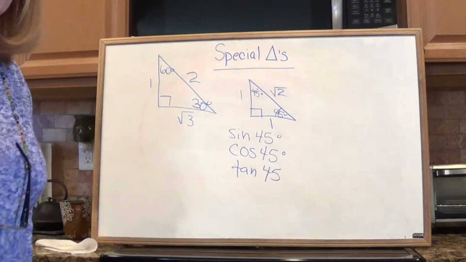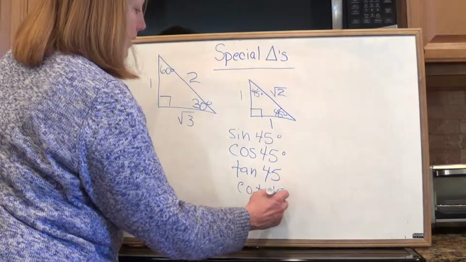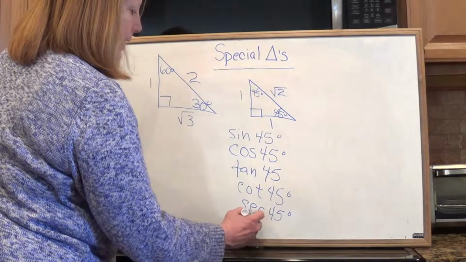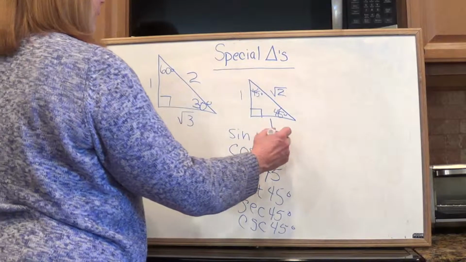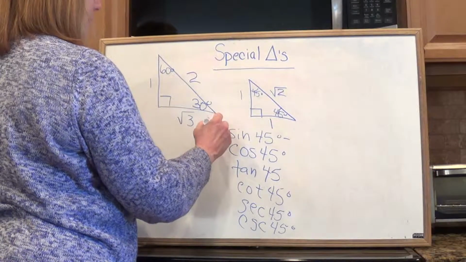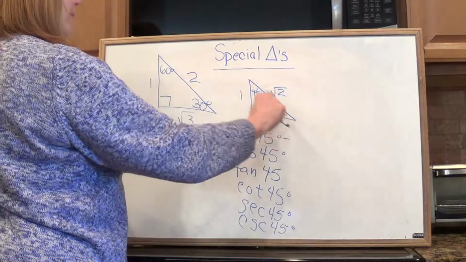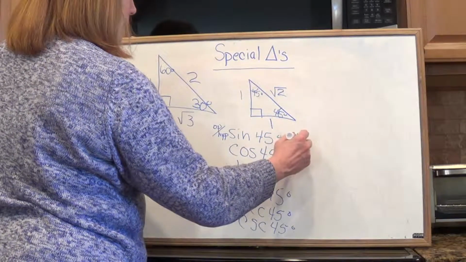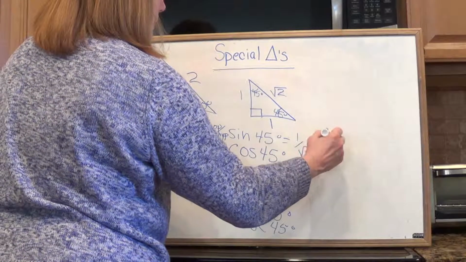Let me see if that whole board shows up. Looks like it's fine. We do cotangent, secant, and do you remember how to pronounce this one? CSC. It's cosecant. So, sine of 45. If I'm looking at this one, sine is opposite over hypotenuse. And opposite, we can look from this perspective or this one. 45, opposite is 1, hypotenuse square root of 2. When I rationalize that, multiply the top and the bottom by square root of 2, I get square root of 2 over 2.